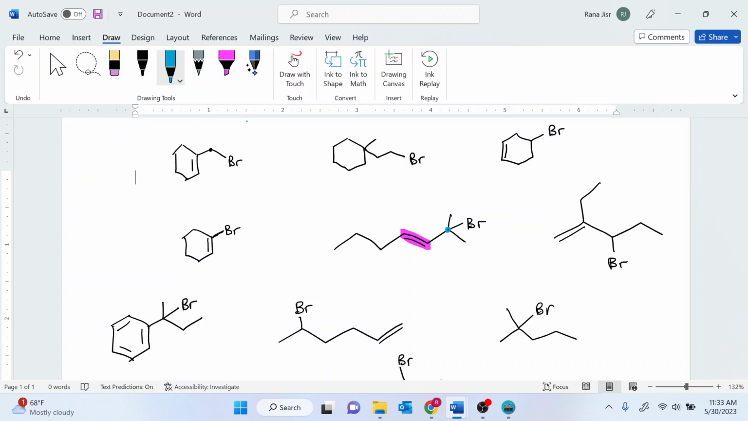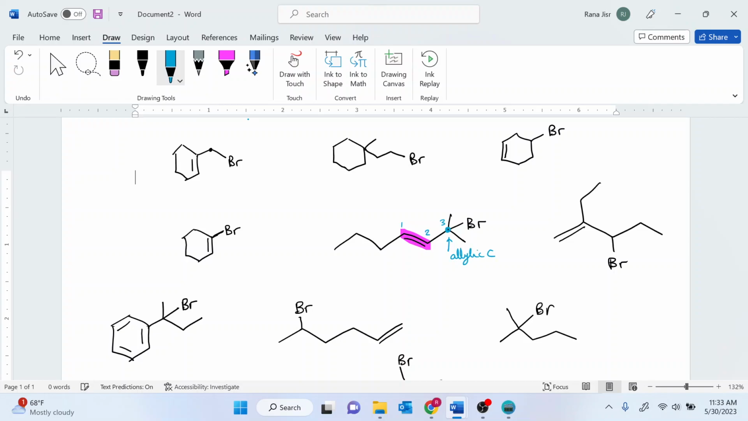Now again here, I'm not going to number for the sake of naming. I'm just going to number to determine where the bromine is. Is it on carbon number 3 of the double bond? You can start numbering anywhere you want because you are not naming in this case. Here, the bromine is on carbon number 3 of the double bond. So this is called the allylic carbon. So this one over here is the allylic carbon.